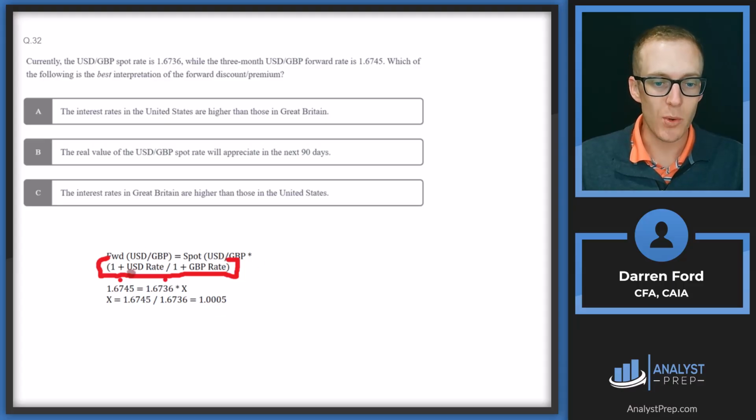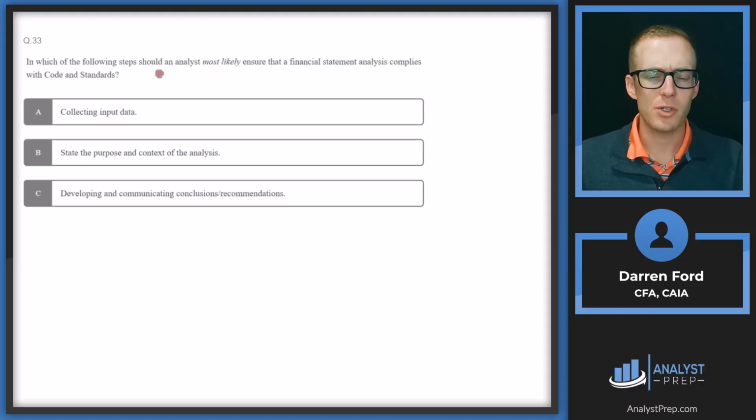So what this means is USD rates are going to be slightly higher than pound rates. And this interest rate differential is essentially why there ends up being this forward premium. And so we can conclude interest rates in the United States are higher than those in Great Britain. Answer A.